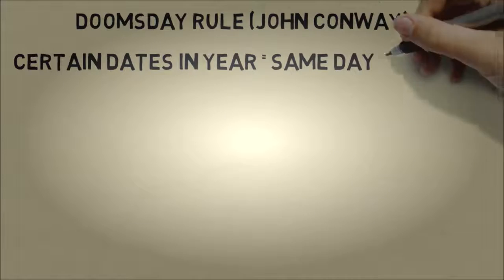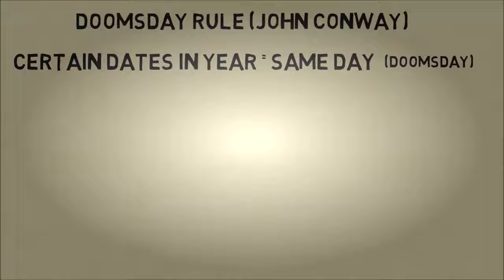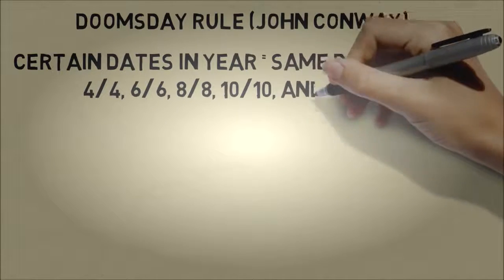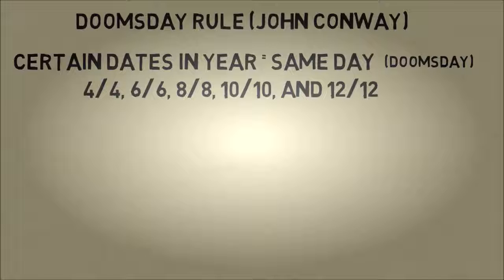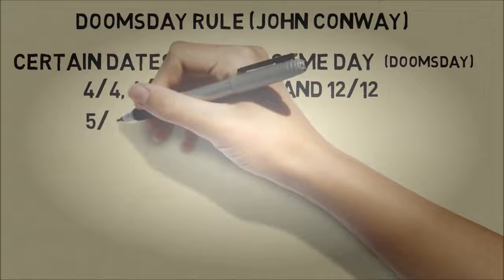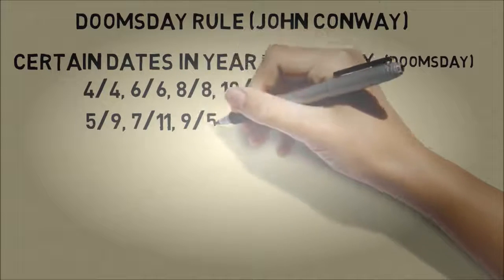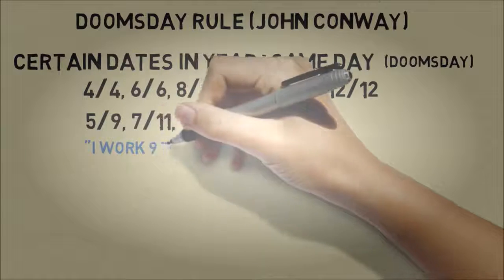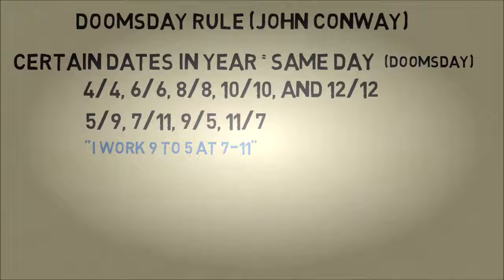There are certain days in the year that will fall on the same day, and John Conway calls this the Doomsday. So he noticed a pattern that in every year, the dates 4/4, 6/6, 8/8, 10/10, and 12/12 will always fall on the same day of the week. And these were chosen because they're easy to remember. It will also be the case that 5/9, 7/11, 9/5, and 11/7 will also fall on the same day. You might remember this by saying, I work 9 to 5 at the store 7-Eleven.